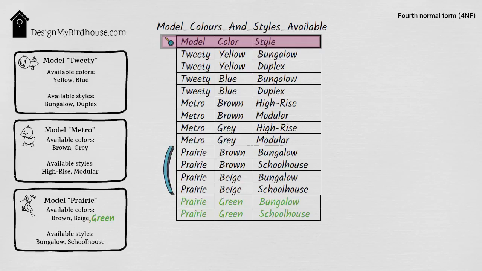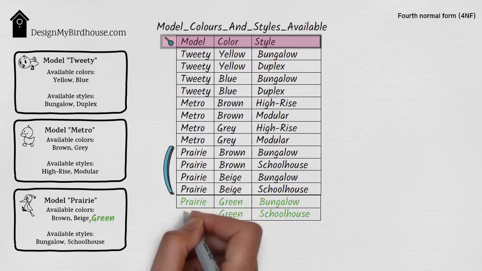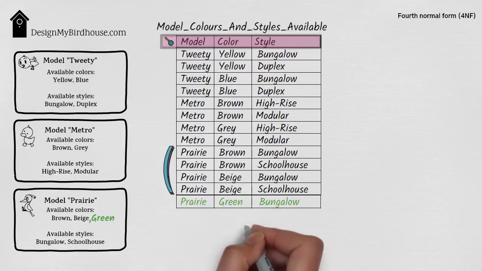If by mistake we only add a row for green bungalow and fail to add the row for green schoolhouse, then we have a data inconsistency. Available colors are supposed to be completely independent of available styles, but our table is saying that a customer can choose green only for the bungalow style, not for the schoolhouse style. That makes no sense. The Prairie birdhouse model is available in green, so all its styles should be available in green. Something about the way the table is designed has allowed us to represent an impossible situation.